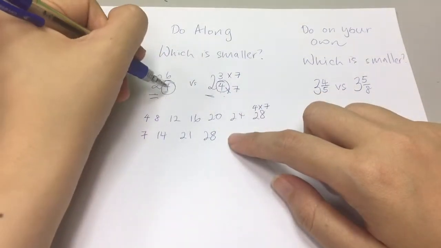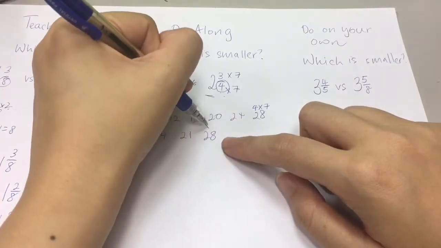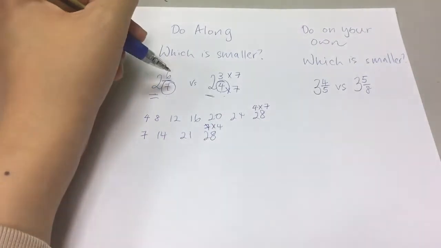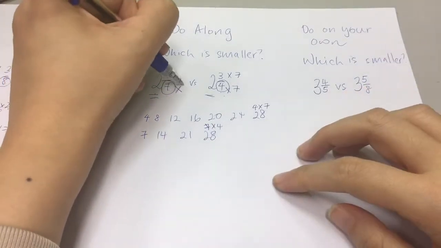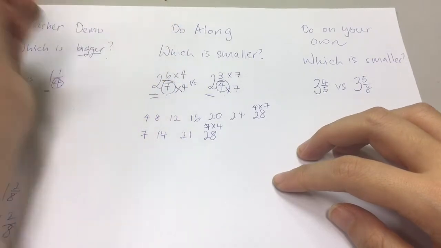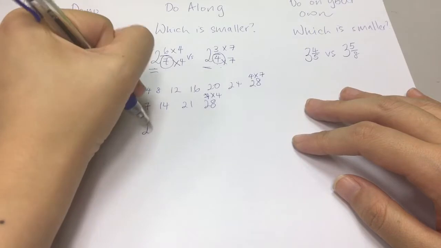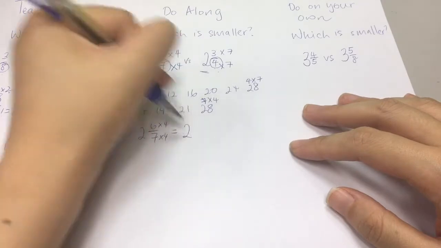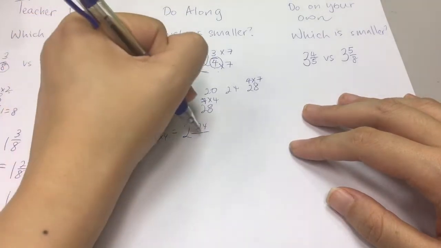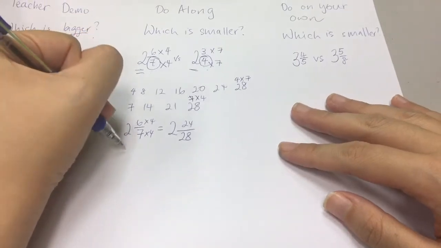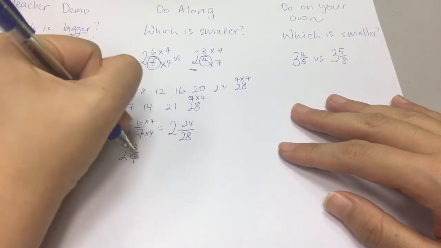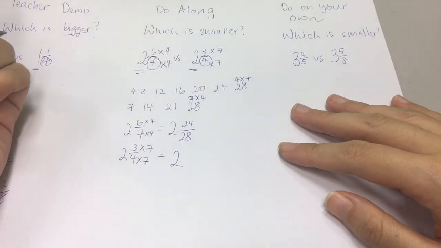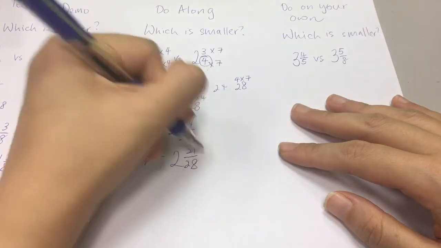Next, the 7 here, 28. I'll need to take 7 multiplied by 4 to get 28. So I'll need to take this 7 and multiply it by 4. The 6 over here, multiply it by 4 as well. So 2 whole 6 out of 7, multiply by 4, multiply by 4. I'll end up with 6 times 4, 24, and 7 times 4, 28. 2 wholes and 3/4, multiply by 7 and multiply by 7. I'll end up with 2 wholes, 21 out of 28.